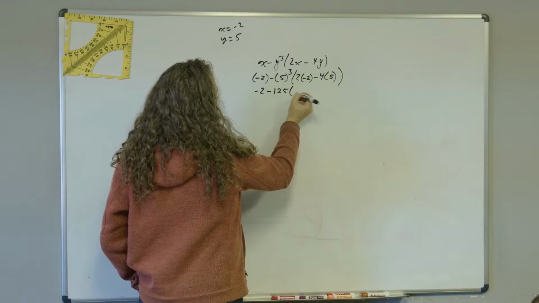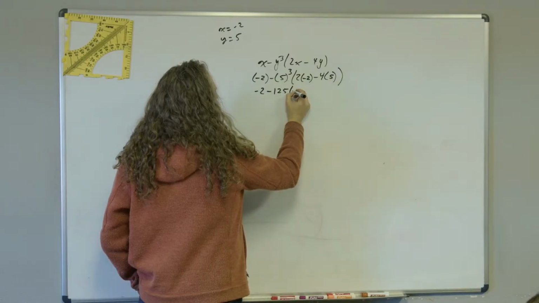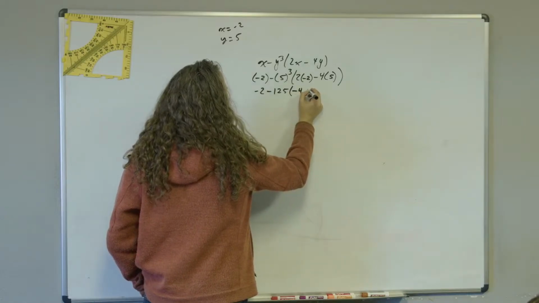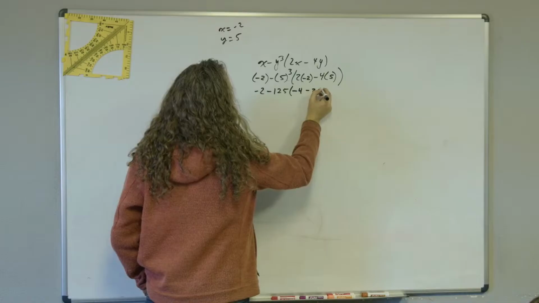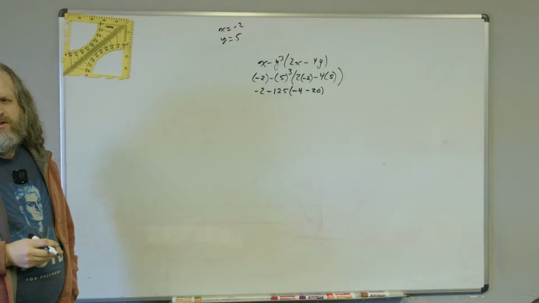125. And then what's 2 times negative 2? Negative 4. And then what's negative 4 times 5? Negative 20. Easy peasy. So what then?